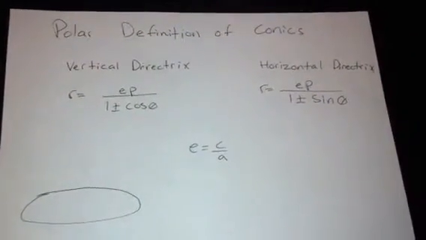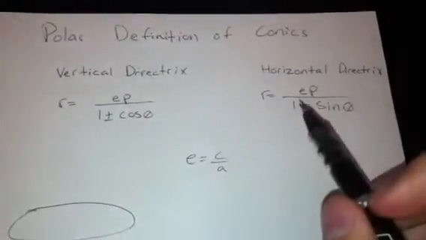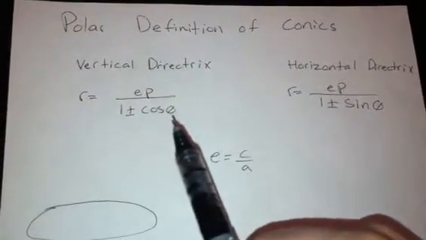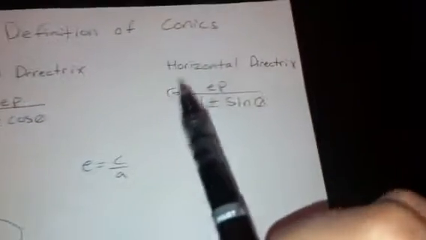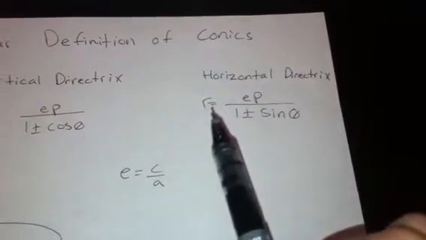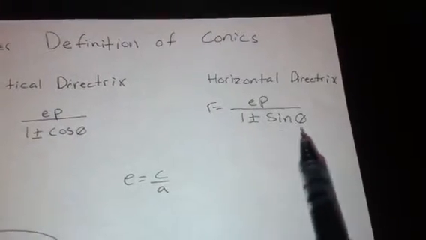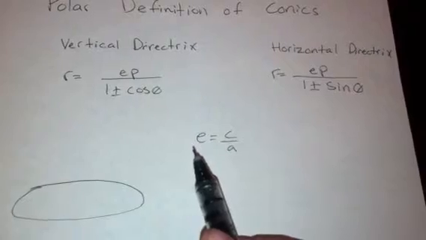So this video is for the polar definition of conics. We have two formulas that we work with. We have r equals ep over 1 plus or minus cosine of theta. That gives us a vertical directrix. Or a horizontal directrix, which is r equals ep over 1 plus or minus sine of theta. E is actually going to tell us a lot about what our graph looks like.